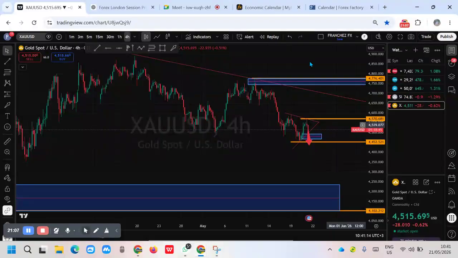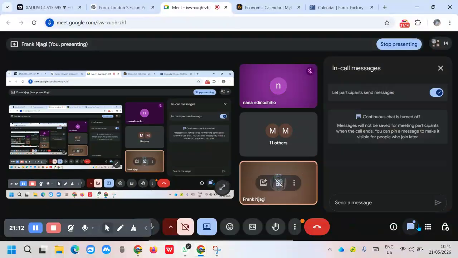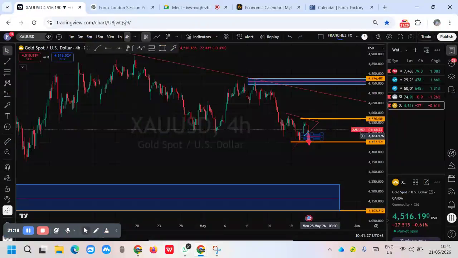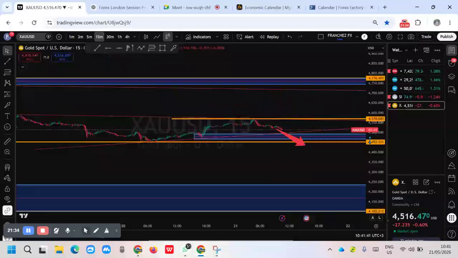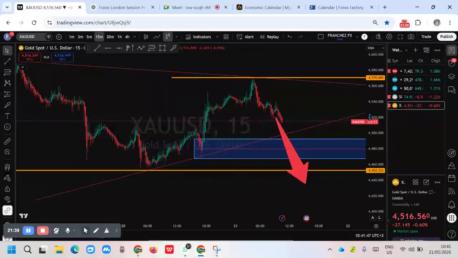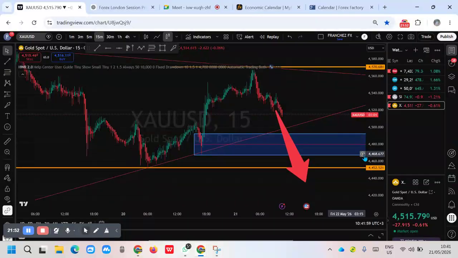So if this market comes and breaks this zone and finally breaks this low, I will be sure that we are continuing with a downtrend. Remember, on 4 hours, not even on 4 hours, even on daily time frame, we are on a bearish move. You can see we have a bearish move at that 4 hours time frame.